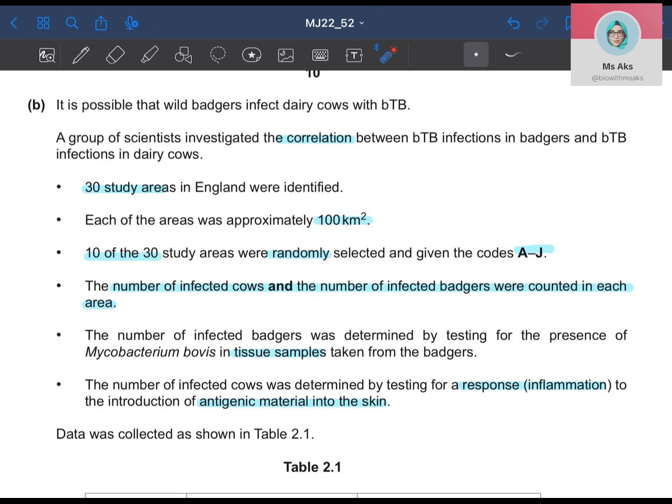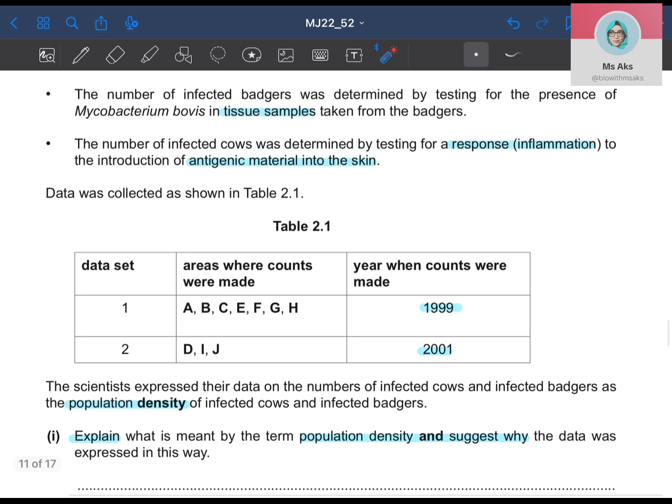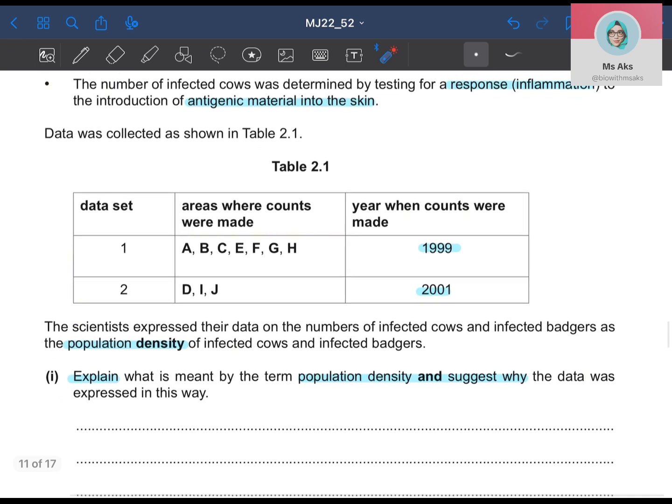The number of infected badgers was determined by testing for the presence of Mycobacterium bovis in tissue samples taken from these badgers, and the number of infected cows was determined by testing for a response or inflammation to the introduction of antigenic materials into the skin. So basically those are the different ways of testing for TB. And then these are the data collected in table 2.1. We have two datasets only, datasets 1 and datasets 2.